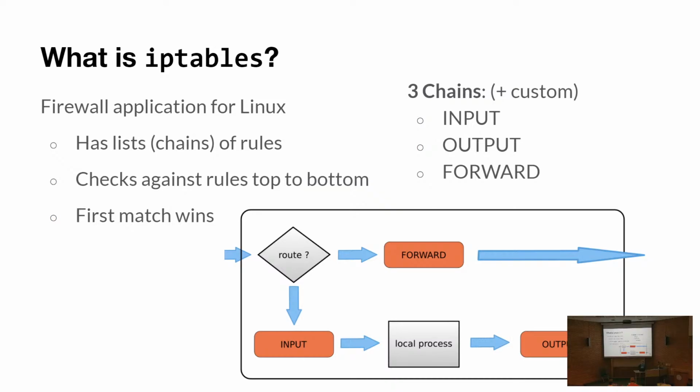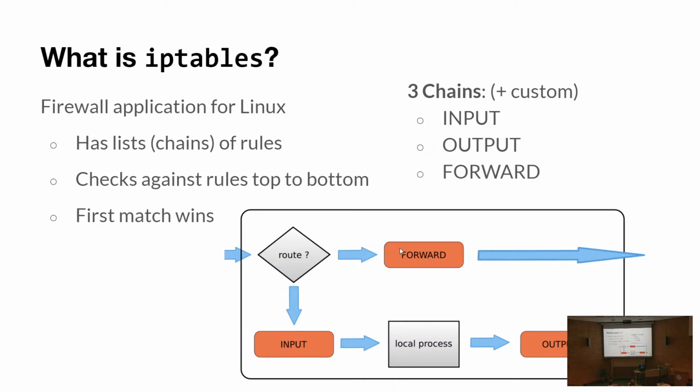And so how does iptables work? It has lists of rules called chains. There are three main chains, and then you can add custom ones: the input, output, and forward chains. When a packet comes in, it checks that packet against the rules in whatever chain is applicable to it, top to bottom, and the first match wins.